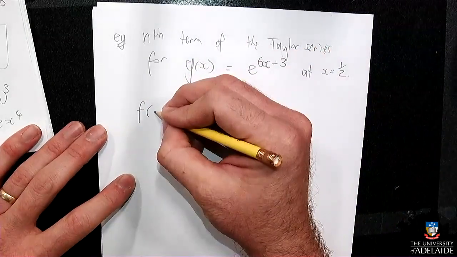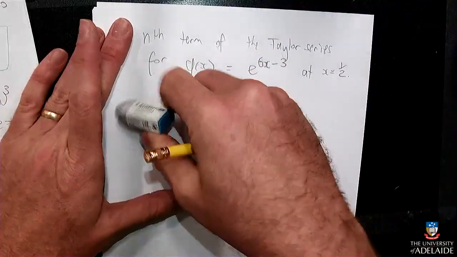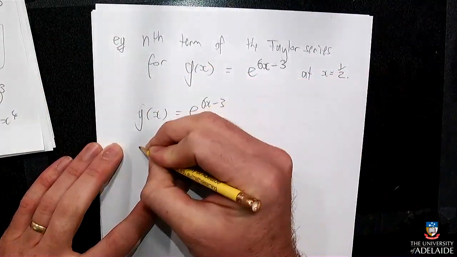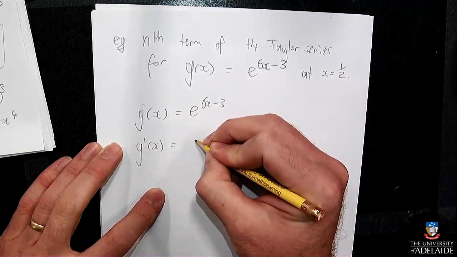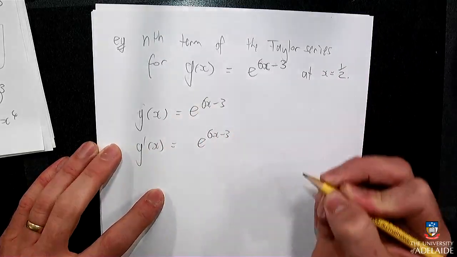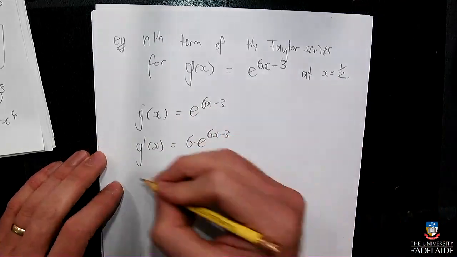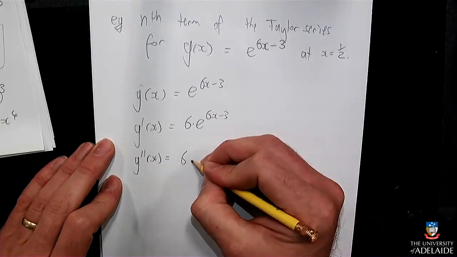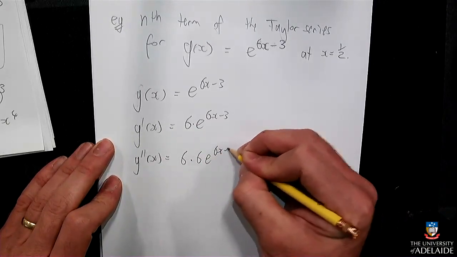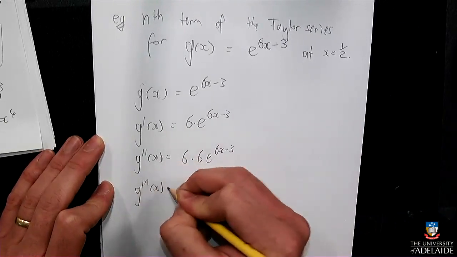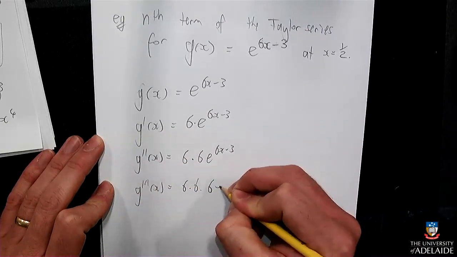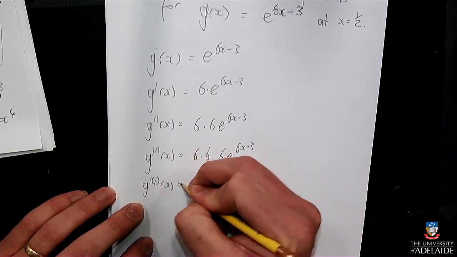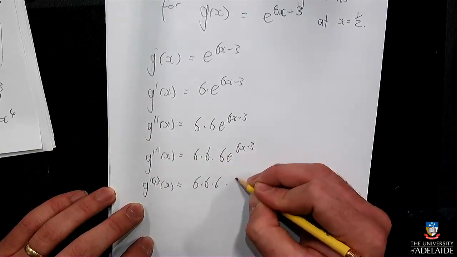So it's called g. So g of x is e to the 6x minus 3. G dashed x. Well, when you differentiate exponentials, they stay the same, but I'll have to multiply by the derivative of this. We'll need another 6. So they'll still be there, and we'll get another 6. And just to be absolutely certain they're still there, we'll get another 6.